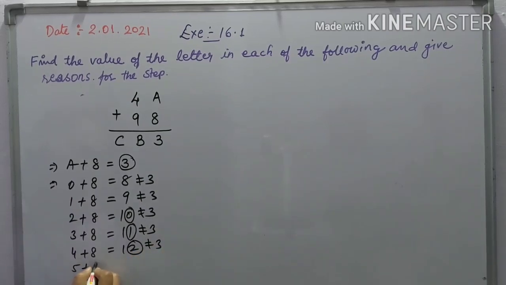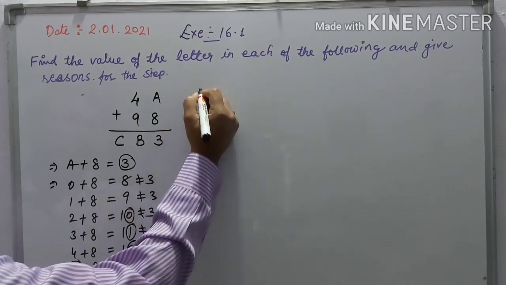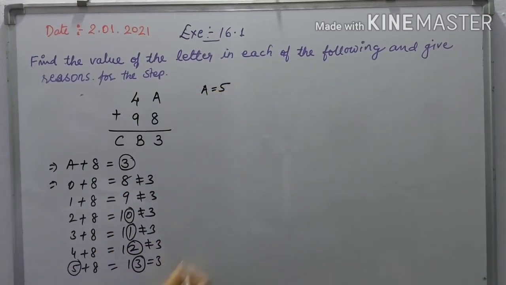And 5 plus 8 is equal to 13. So this 3 is equal to 3. It means your value of a is 5. Okay, now write a is equal to 5.